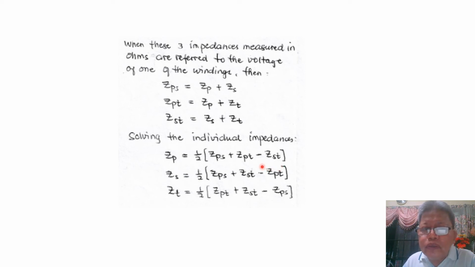So we subtract ZST. Now similarly for Z sub S, this is equal to 1/2 of the impedances with S. So we have ZPS plus ZST minus ZPT. And lastly for the tertiary impedance, this is equal to 1/2 of the sum of the impedances with T. So we have ZPT plus ZST, then we subtract ZPS.